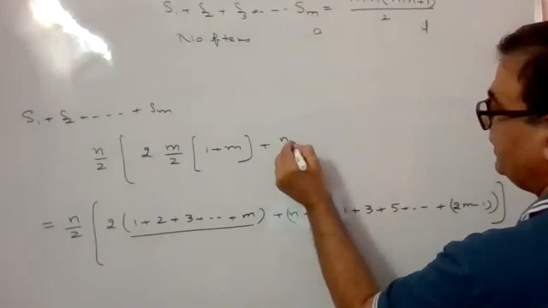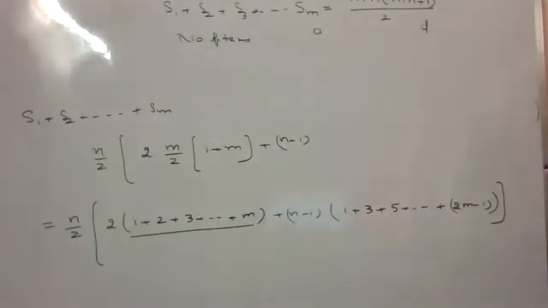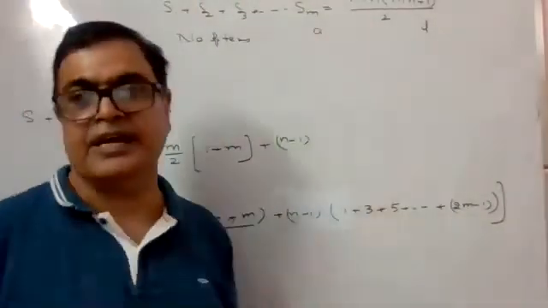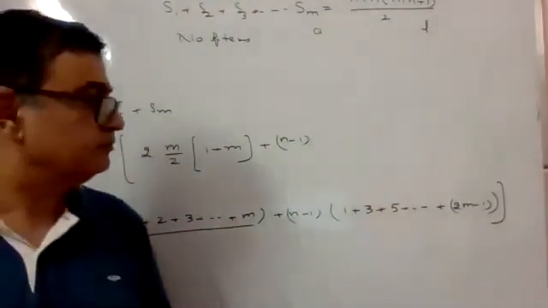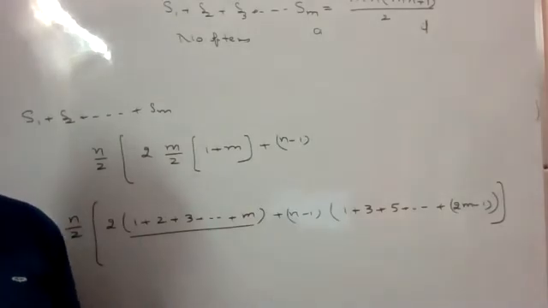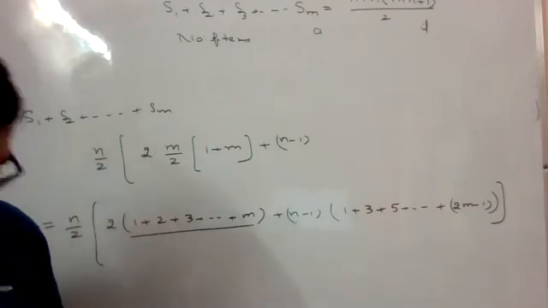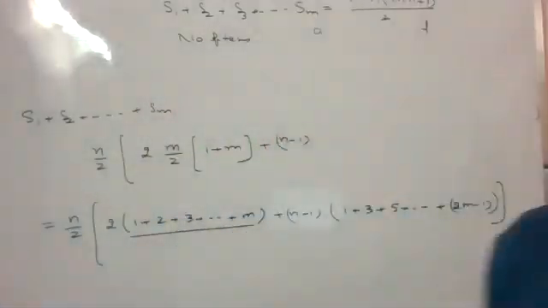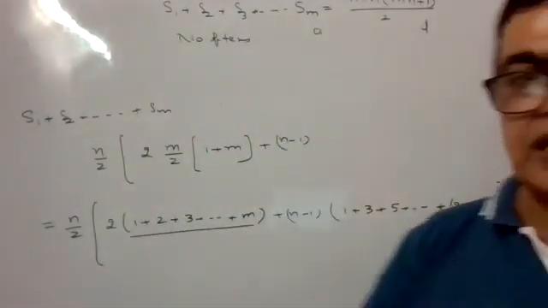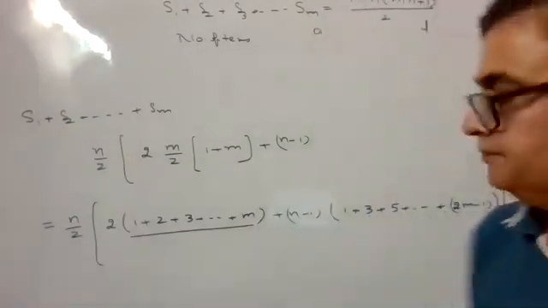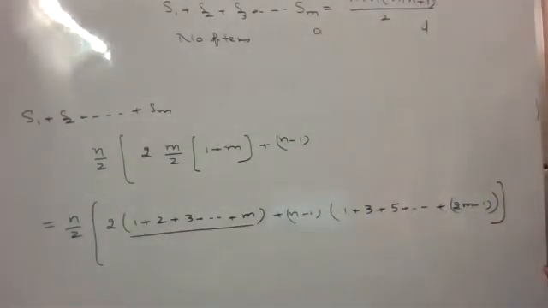Then in the second part, n minus 1 is here. Is it again an AP? Yes. How many terms are there in this AP? Tell please. Whatever the number of terms you have.